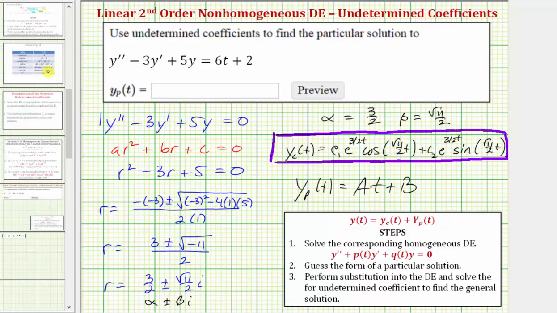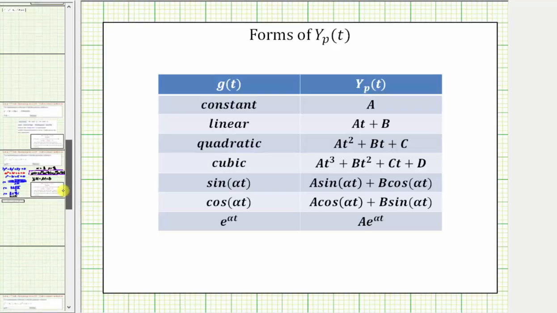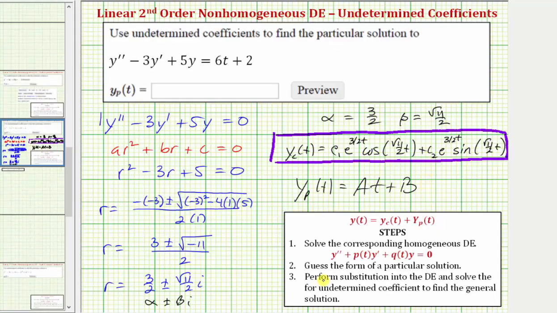If it's helpful, we can refer to this table here to help us determine the form of a particular solution given by big Y sub p of t, where if g of t, the right side of the differential equation, is in one of these forms, we can usually use one of these forms for a particular solution, big Y sub p of t. Before we perform substitution into the differential equation, though, we do have to find the first and second derivative. Let's do this on the next slide.